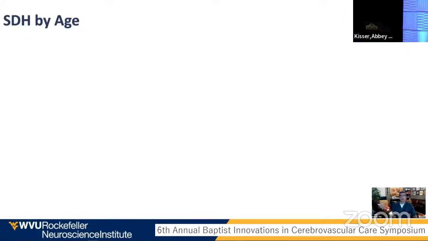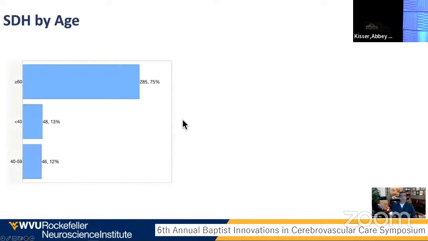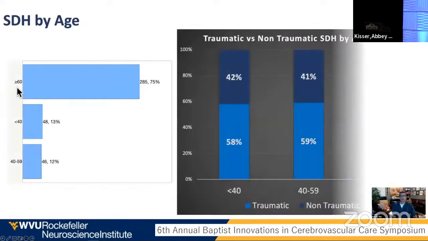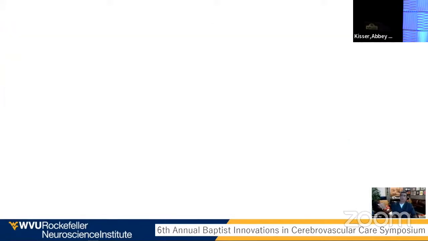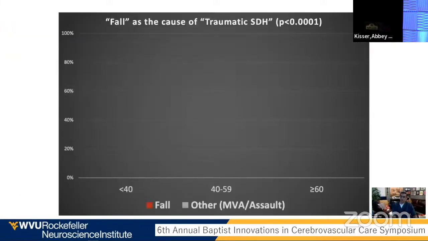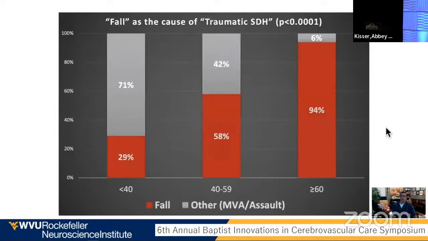We looked at subdural hematomas by age, and 75% of these were in over 60, but there was no differentiation in coding in traumatic versus non-traumatic by age. However, when we looked at fall as a cause of the trauma, we found that as the age increased, fall accounted for 94% of the traumatic subdural hematoma coding. This is critical as most of the falls in elderly are ground level falls.